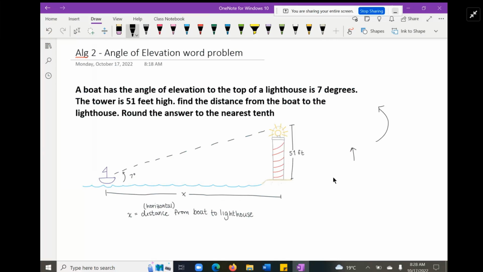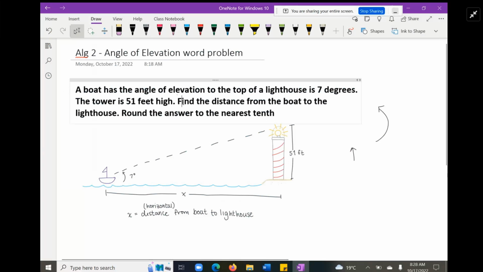Now the tower itself is 51 feet high, and they want us to find the distance from the boat to the lighthouse, given the angle of elevation. All of that ties together to relate to that distance, basically how far out the boat is from the lighthouse, whether it's moving in or out. And then they want us to round the answer to the nearest tenth, so there's some rule on approximation.